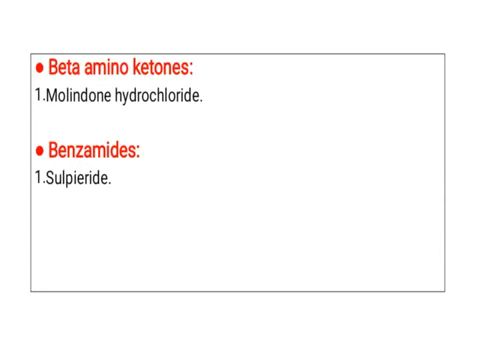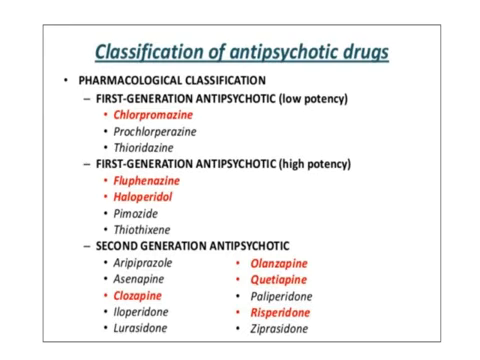Then we have seen, okay, so this is the classification of antipsychotic drugs depending upon their activity: the first generation antipsychotics, which have high potency, and the second generation, which are the atypical antipsychotic agents. So this is the classification of antipsychotic agents, that is, the typical and atypical antipsychotic agents.